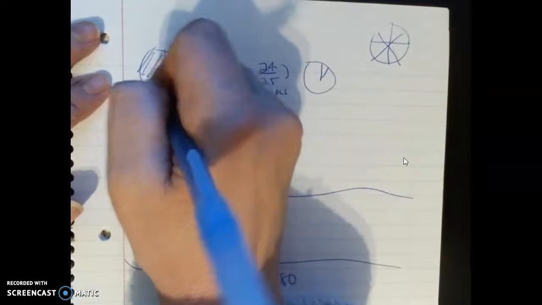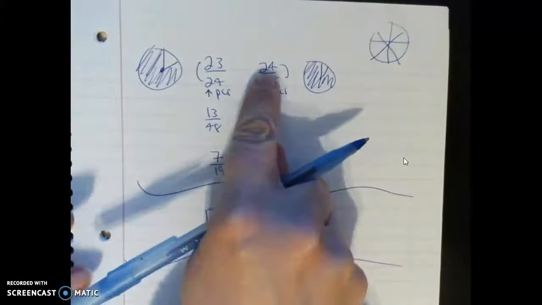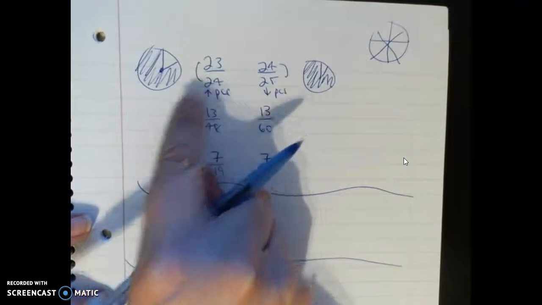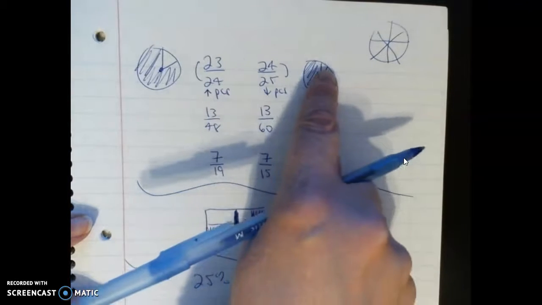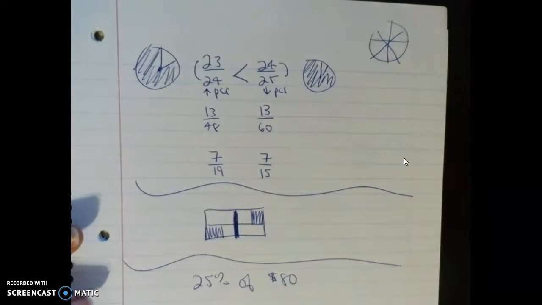So then if you focus on what they have, because again, we're focusing on what they have, the 24 pieces they have and the 23 pieces they have, then you can say, oh, wow, missing one tiny piece leaves a lot of pizza left. And so this one is greater than.